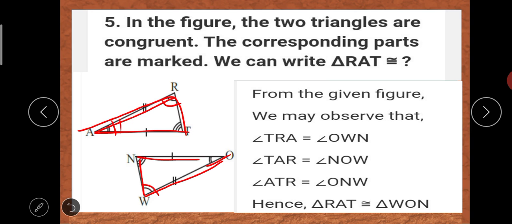So here it is NOW. We find here 2 lines. Then in the same way, ATR means here ATR. Here 3 angles are shown. This is ATR is congruent to OWN. So here it is OWN means N, here it is. So what we find here is that triangle RAT is congruent to triangle WON.